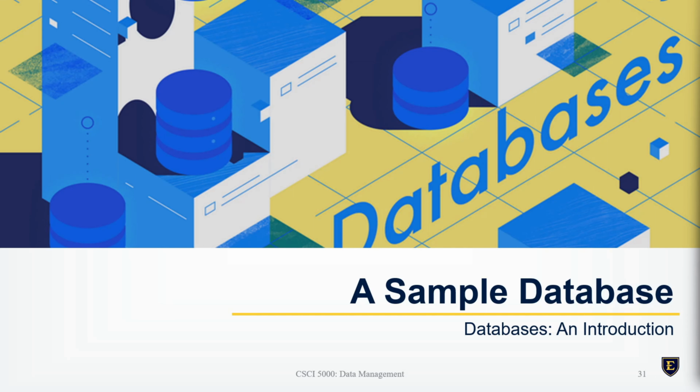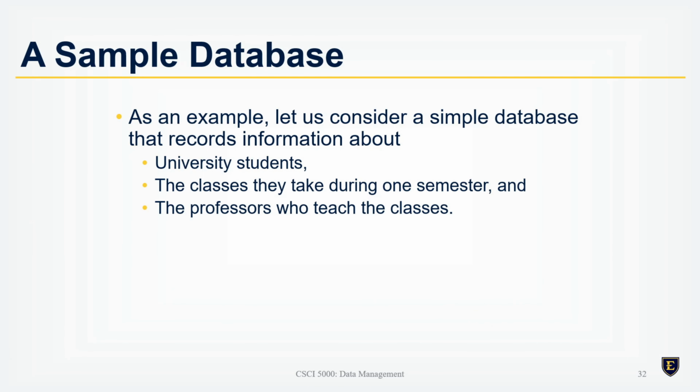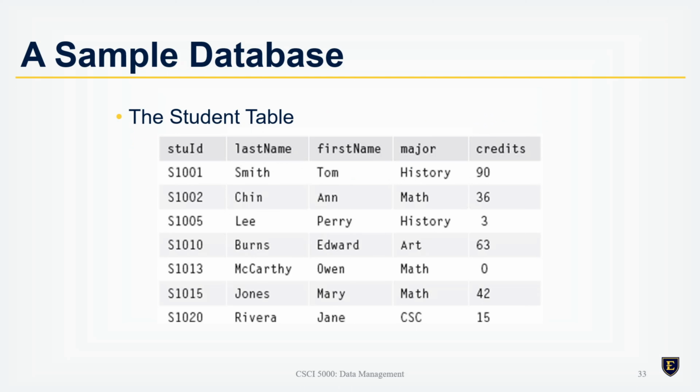So now I'm going to walk you through a sample database that is pretty simple, but it gives you an idea of how, especially a relational database, is structured. This particular sample database is a set of records that contains information about university students, the classes they take during one particular semester, and the professors who might teach those classes. So let's start by looking at the student data.